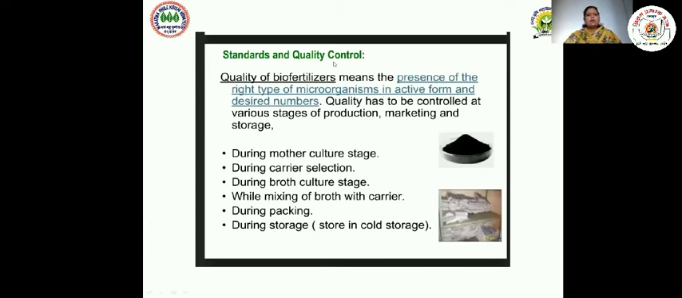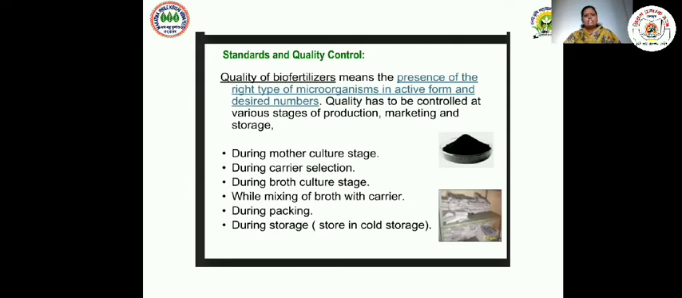Standards and the quality control. The quality of biofertilizer means the presence of the right type of microorganisms in active form and the desired number. It is known as the quality of the biofertilizer. It has to be controlled at the various stages of production, marketing, and the storage.